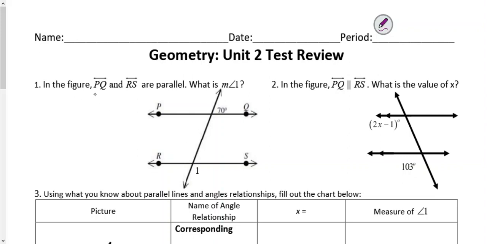Looking at number 1, it says in the figure PQ and RS are parallel. What is the measure of angle 1? So angle 1 is down here. Anytime we have parallel lines, we want to label our A's and B's. So we have A, B, A, B, A, B, A, and B. Now, what I know about angle B for this problem is that it equals 70. So anywhere there is a letter B, I can fill that in with 70.